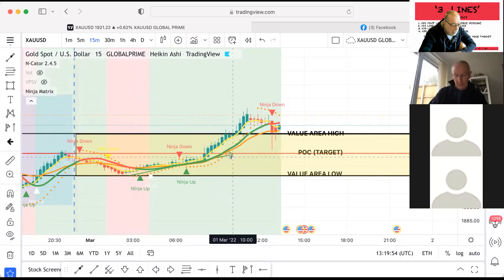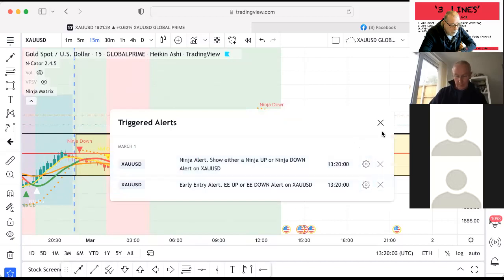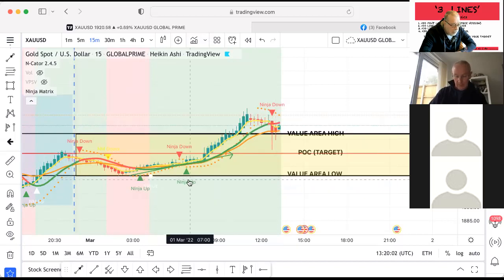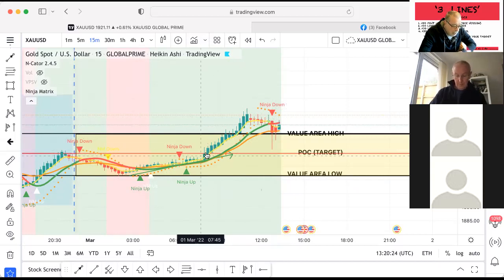And that is all about taking, if price is in the field of play and below the target, I take buys to the target. And if price is in the field of play and above the target, I take sells to the target. And that is as far as the 3-line strategy goes. I've started taking these trades.